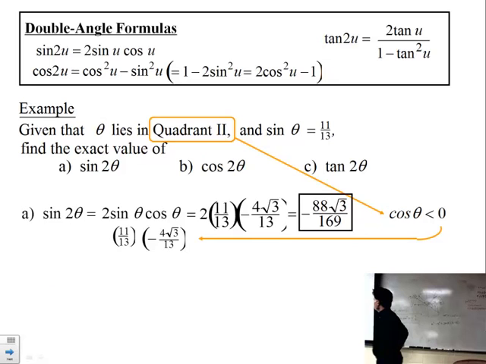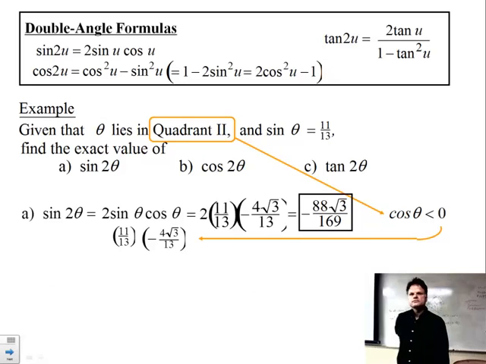Suppose theta is in quadrant 2, and the sine of theta is 11 thirteenths. Find the exact value of sine of 2 theta, cosine of 2 theta, and tan of 2 theta.